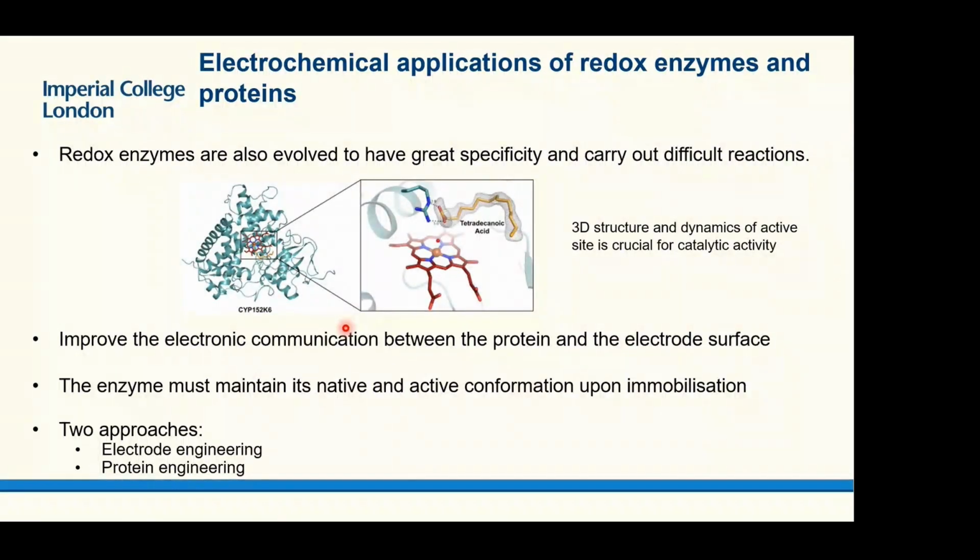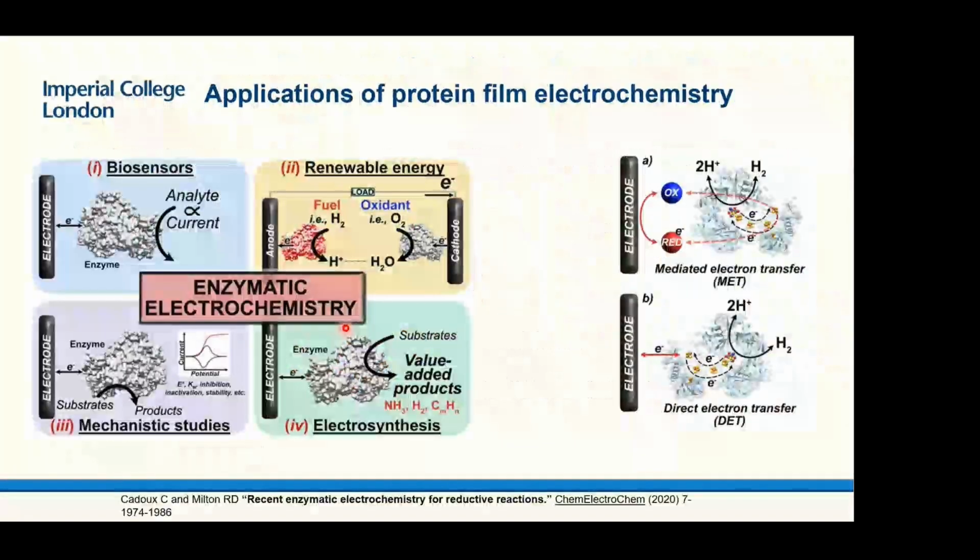You can do that with different approaches. Two of these approaches are electrode engineering and protein engineering. In terms of applications of protein film electrochemistry, now in the literature you can find many applications. One is the use of protein film voltammetry for mechanistic studies, so to study the properties of the enzyme.